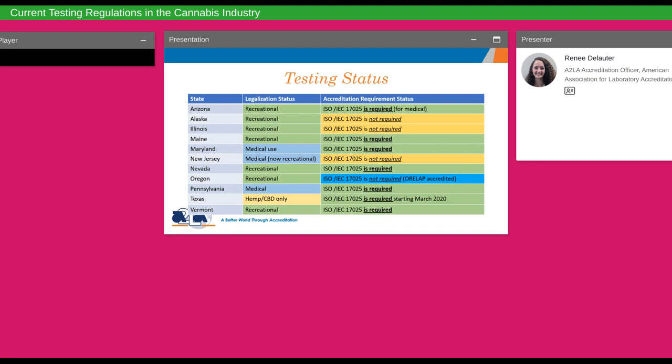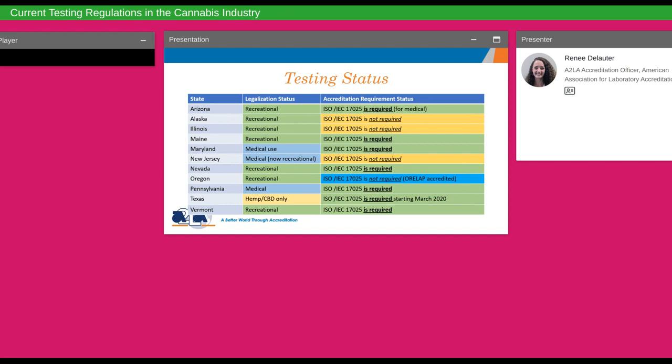This is only a handful of states, but I wanted to highlight a few states to show the variation of testing requirements from state to state. Arizona, Oklahoma, and Texas have not required ISO IEC 17025 accreditation in the past, but are now adding this to their cannabis testing requirements. All three states are at different places of legalization as well.